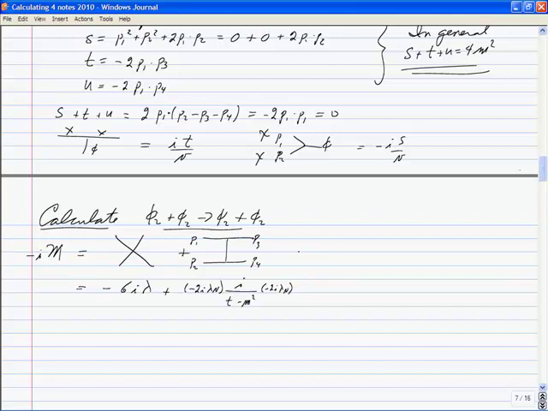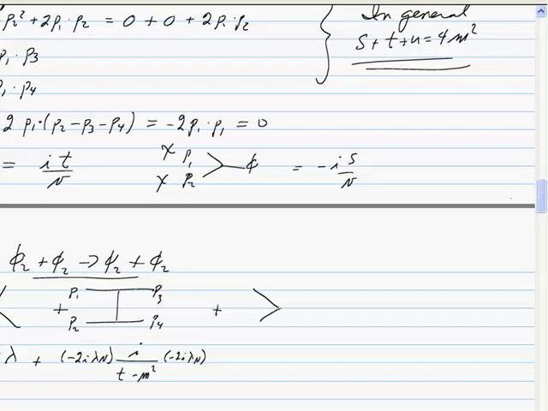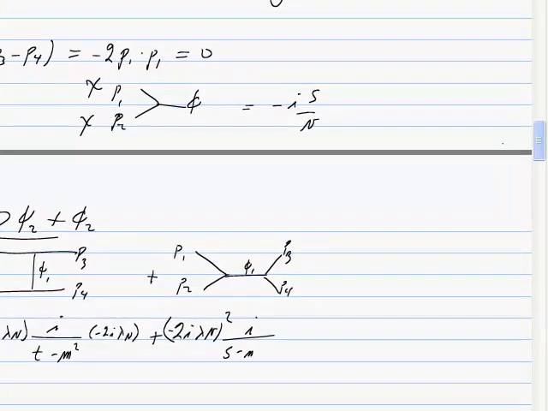Okay. And, well, there's another diagram. There's one that goes like this. P1, P2 propagating into a phi, so that's phi across there. Phi 1, actually. P3, P4. Okay, it's again minus 2I lambda V, each of those vertices, and the propagator here involves P1 plus P2, which is S, so it's S minus M squared.